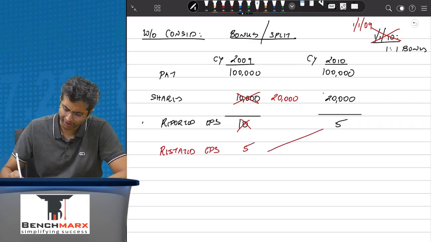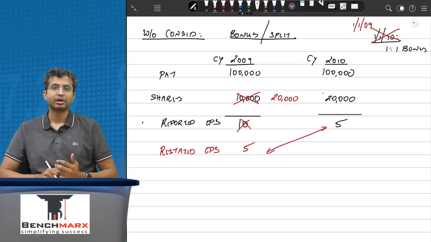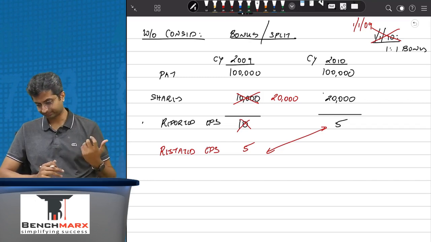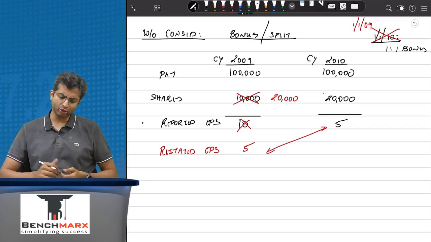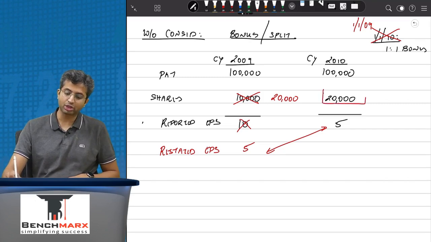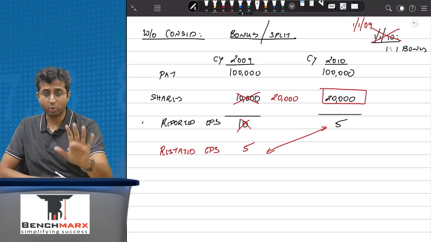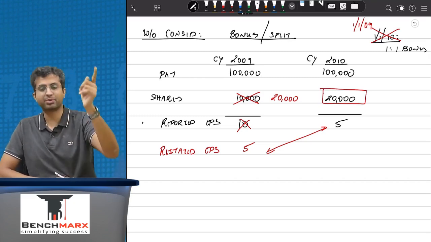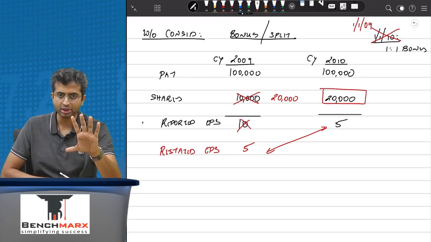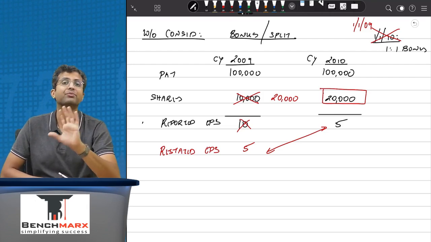And if you compare 5 and 5, it gives you a fair judgment on the performance. A lot of students argue: why are we adjusting the past year? Why can't we ignore the bonus issue, and why can't we show this as 10,000 only? For one, your market price would have adjusted because of bonus. So if your market price was 1,000, it would have now become 500, because of the bonus it adjusts, if you are aware.